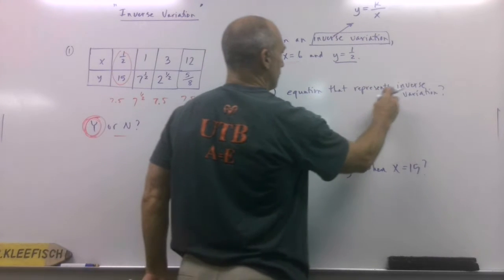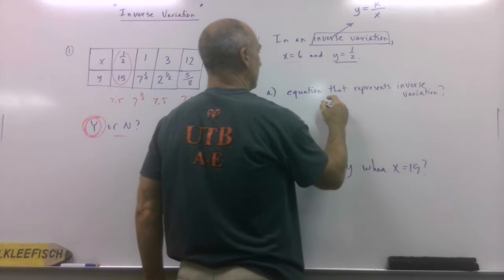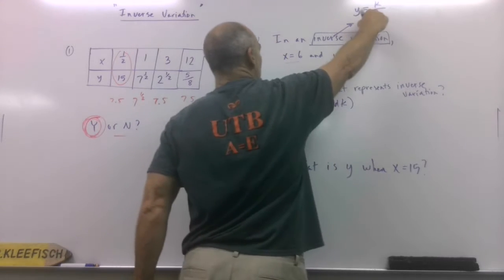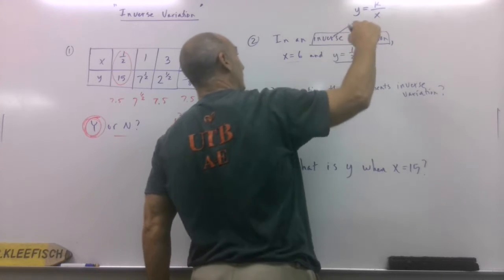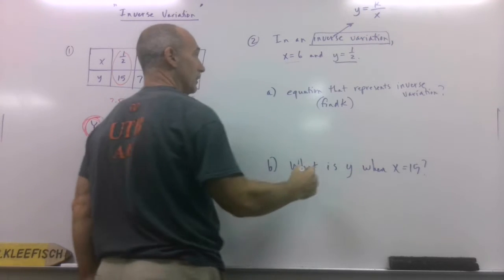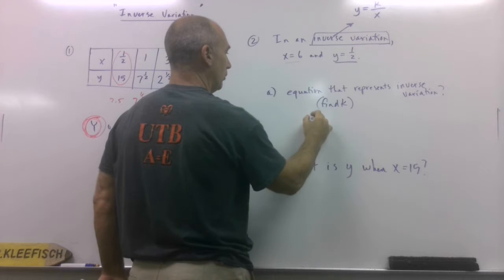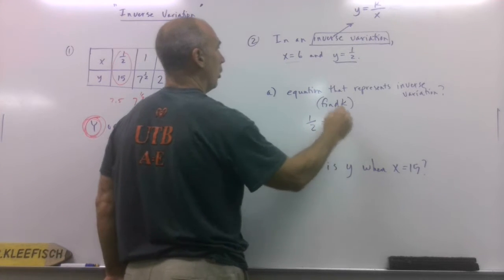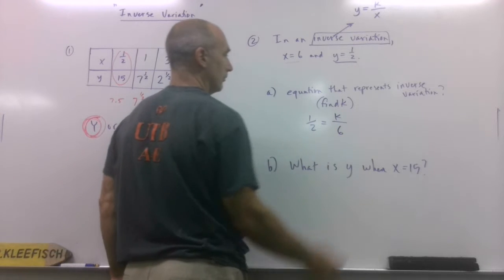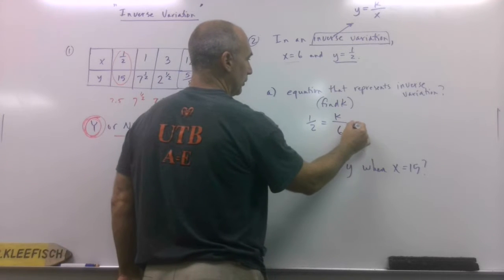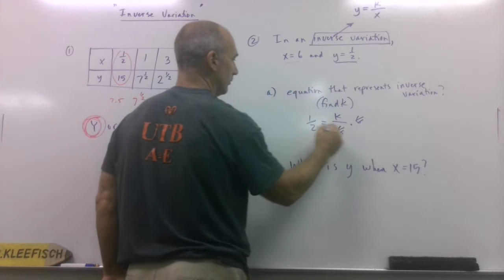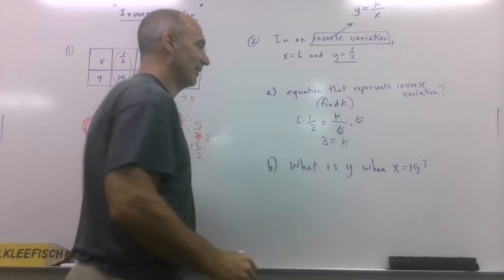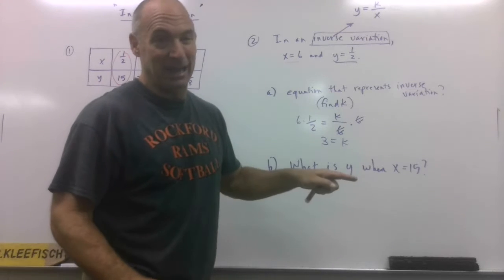So it says, in an inverse variation, x is 6, y is 1/2. Find the equation that represents an inverse variation. This is a different way of saying find k, using that formula. But you have to know you can use it, and this is what allows you to use it. So we plug in what we know, y equals k all over x. Well, the variable's in the numerator, so we're going to multiply by 6. We're going to multiply that by 6. So k is 3.